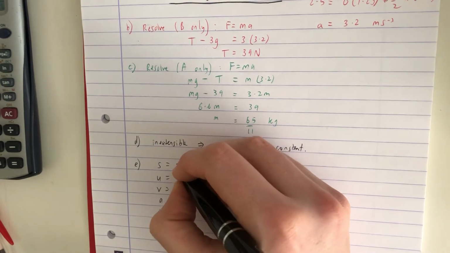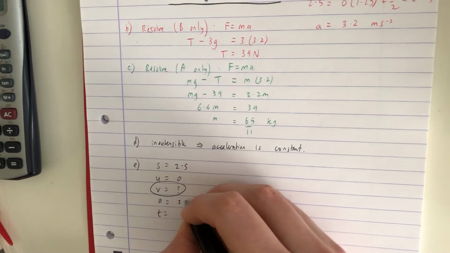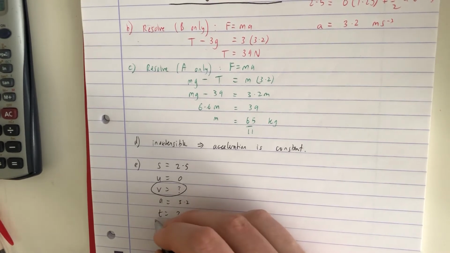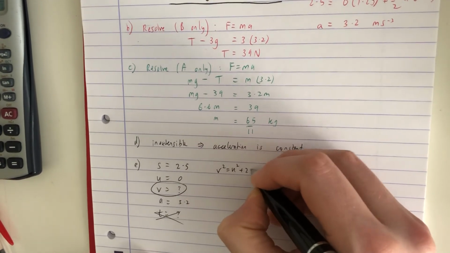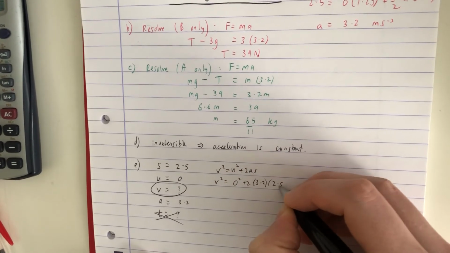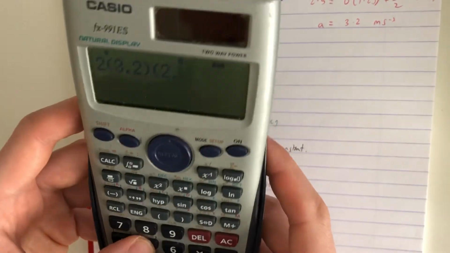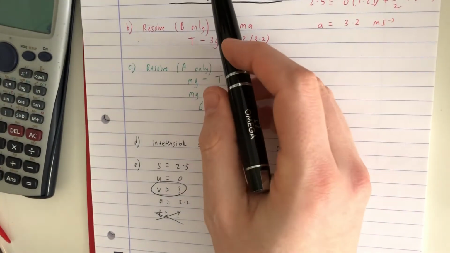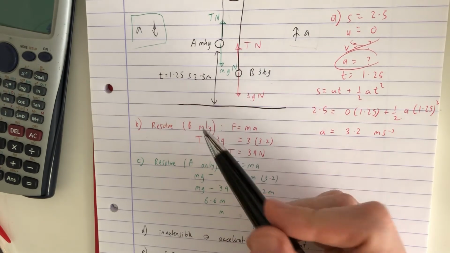So the displacement is 2.5, initially it's at 0, final velocity is the thing I want to work out, acceleration is still 3.2, and the time is unknown. We don't care about the time yet anyway. So v squared equals u squared plus 2as. v squared equals 0 squared plus 2 times 3.2 times 2.5. If you square root all of that, the answer is 4. So the speed that A hits the ground is 4 meters per second. In other words, the speed that B has when the string is about to become slack is 4 meters per second.